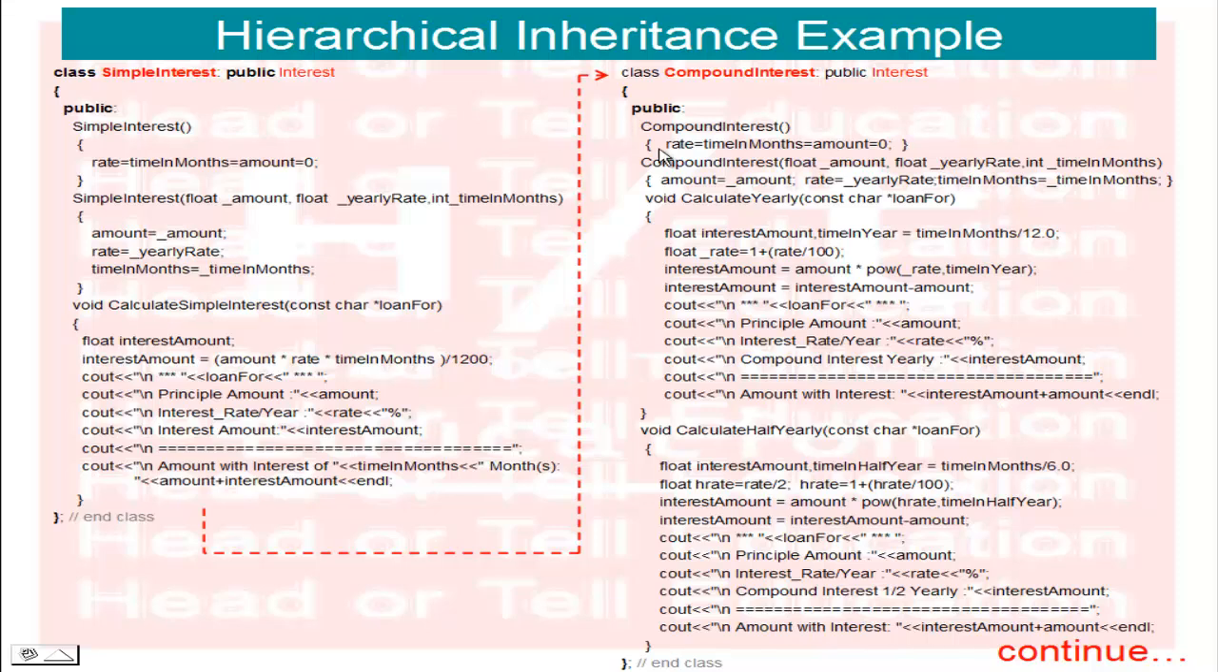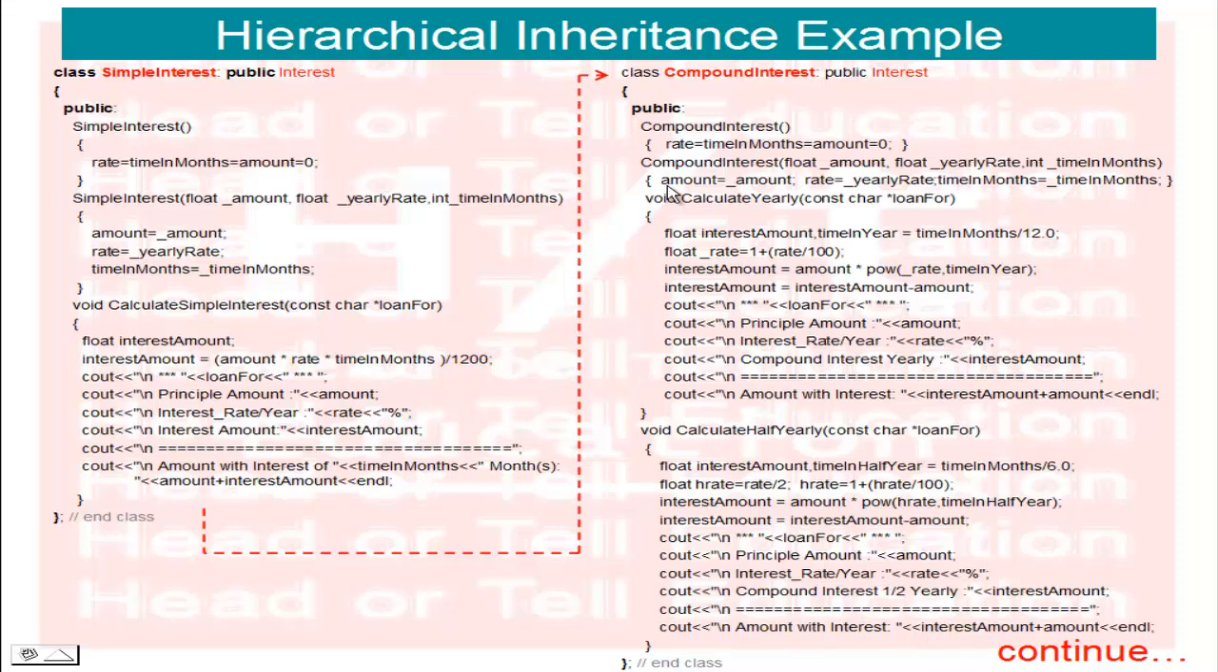Next, one more class: the compound interest class is also derived from the Interest class. In this class Compound Interest we have the zero-argument constructor, with all values equal to 0.